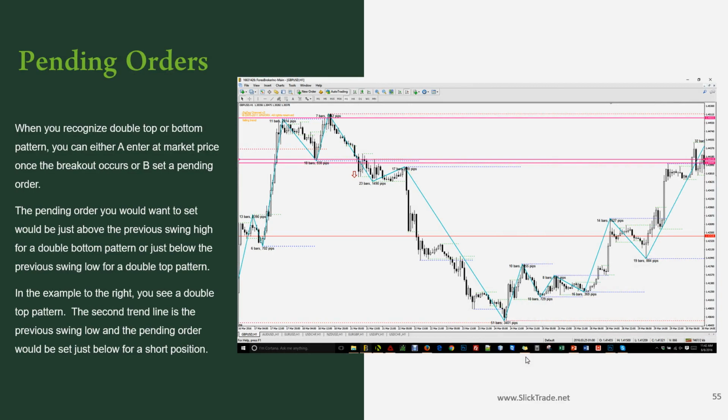Pending orders. When you recognize a double top or bottom pattern, you can either A, enter at market price once that breakout occurs, or B, set a pending order. The pending order you would want to set would be just above the previous swing high for a double bottom pattern, or just below the previous swing low for a double top pattern. In this example to the right, you see a double top pattern. This second trend line is the previous swing low, and the pending order would be set just below for a short position.